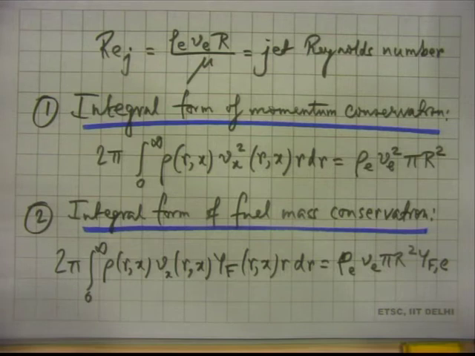Okay. What is capital R here, sir? Capital R is the radius of the nozzle.